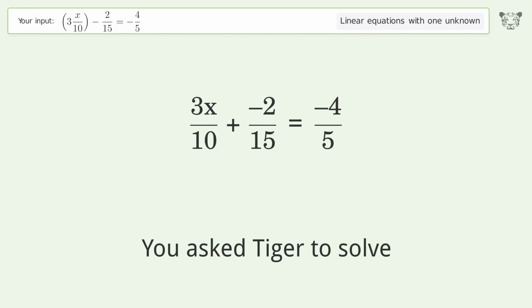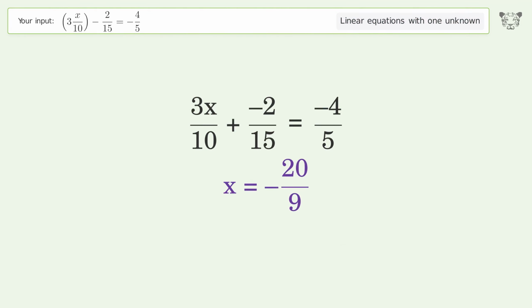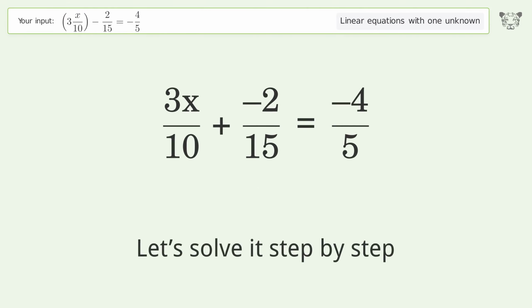You ask Tiger to solve. This deals with linear equations with one unknown. The final result is x equals -20/9. Let's solve it step by step.